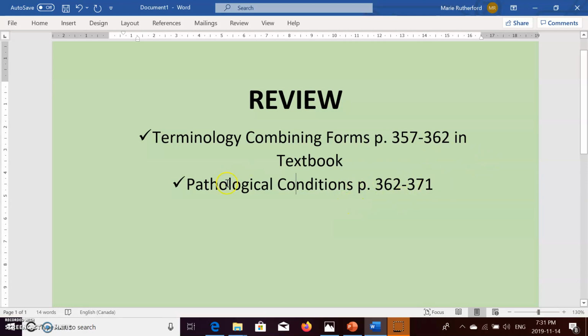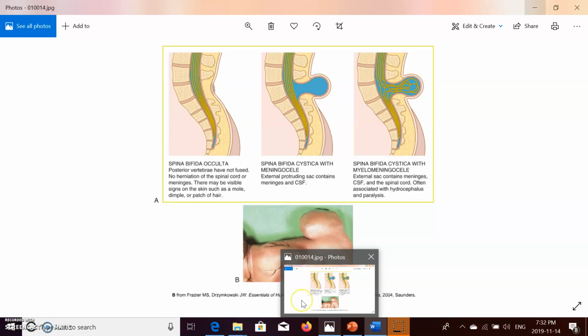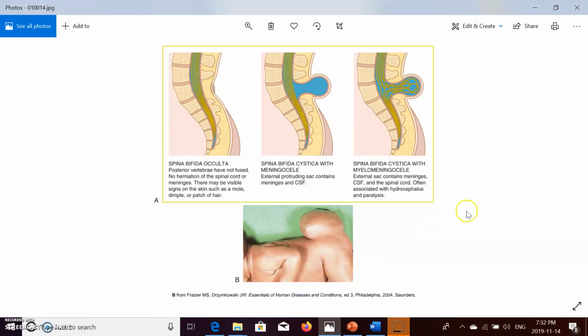This screencast is going to focus on the pathological conditions that we see on pages 362 to 371. Based on our description of the pathological conditions, I'm going to look at some of the diagrams from the textbook. If you're with me on page 363, this is a pathological condition that affects the nervous system called spina bifida.